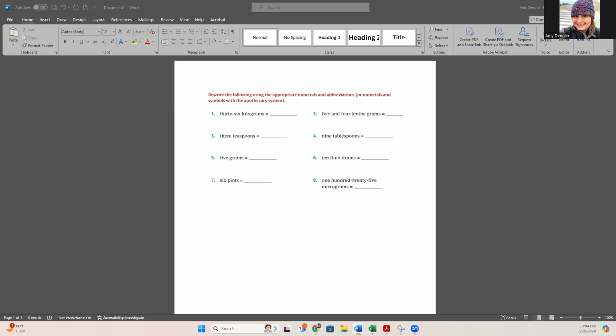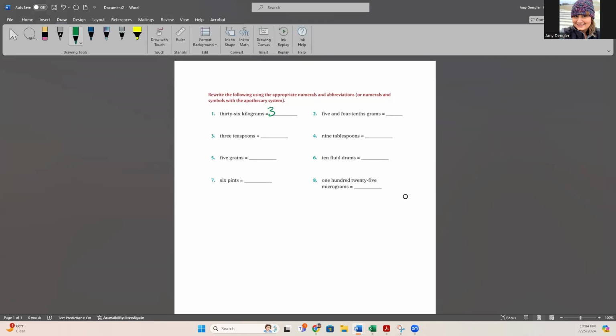All right. As promised, I said we would go over some of the post-test problems since there were no examples in chapter 4. So remember that we use decimals for the metric system, fractions for the household, and fractions and Roman numerals for the apothecary. So when we see 36 kilograms, we're going to write the number first and then the symbol after.